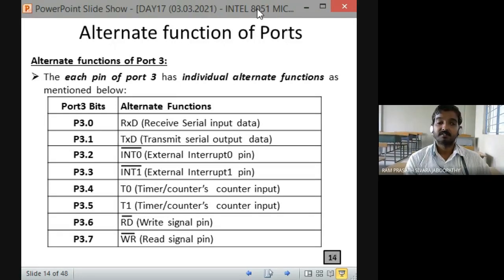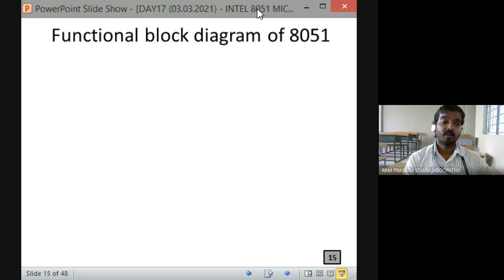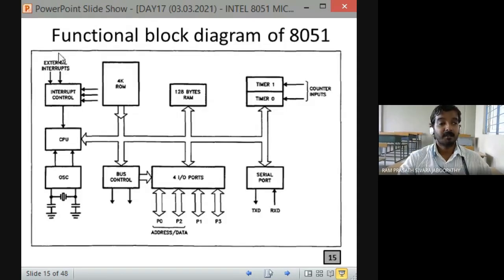So now you can understand the external interrupt pins, timer or counter input pins, then TXD, RXD pins, then RD bar, WR bar pins. These signals are also from port 3 pins. See, based upon your application and your requirement, you can manage the 32 IO pins in your application. Is it clear to everyone?